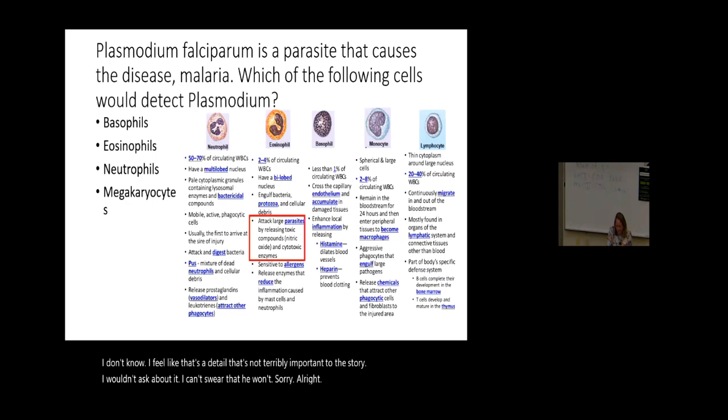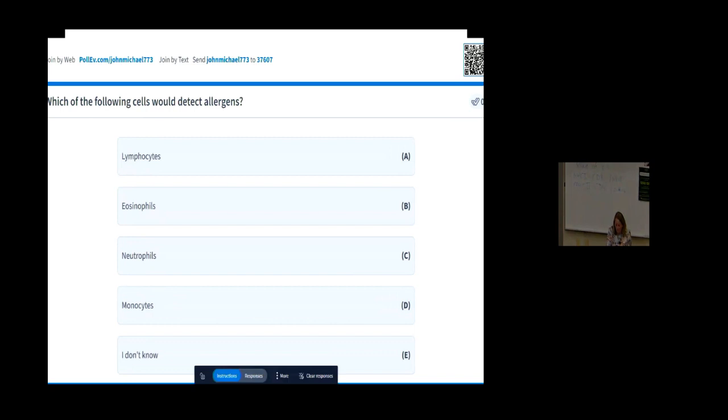Okay. So eosinophils are going to attack large parasites by releasing compounds to try to kill them. It's pretty much what all these granulocytes do. They're releasing some kind of compound to try to kill whatever they're targeting. All right, so now which of these cells detects allergens? Lymphocytes, eosinophils, neutrophils, or monocytes?